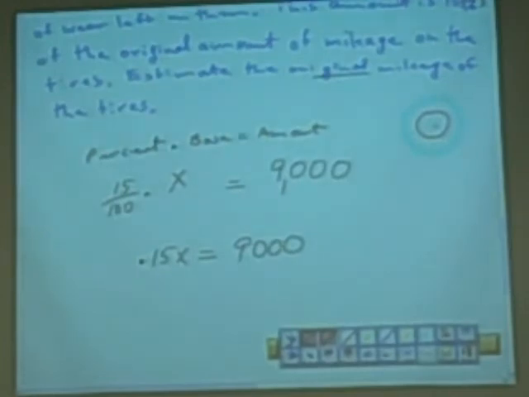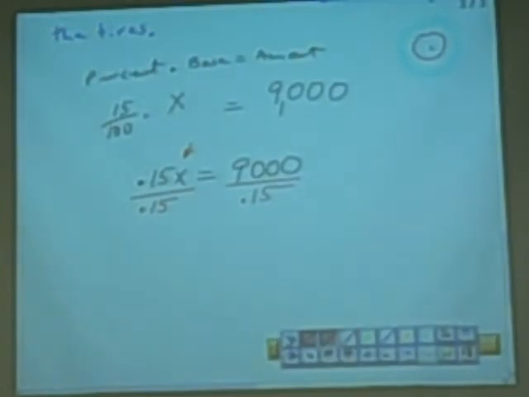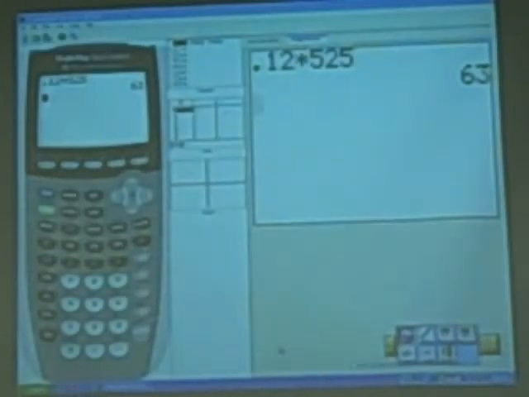Okay, any questions interpreting the wording from the written part of the problem to the algebraic part? Now we want to isolate that x. So what do we have to do with that 0.15? Divide, right? And so we're going to get x equals 9,000 divided by 0.15.